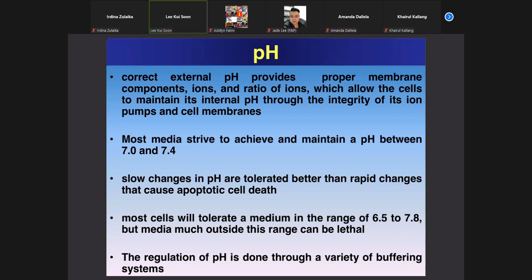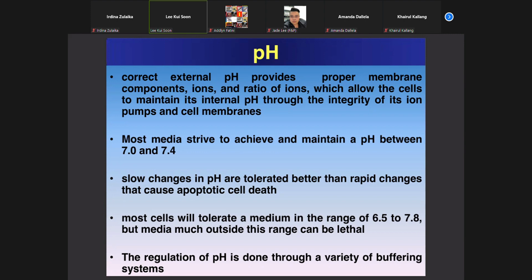And most cells will tolerate a medium between the range of 6.5 to 7.8, but a medium which is much outside of this range can be lethal, which will lead to cell death. So the regulation of the pH is done through a variety of buffering systems.